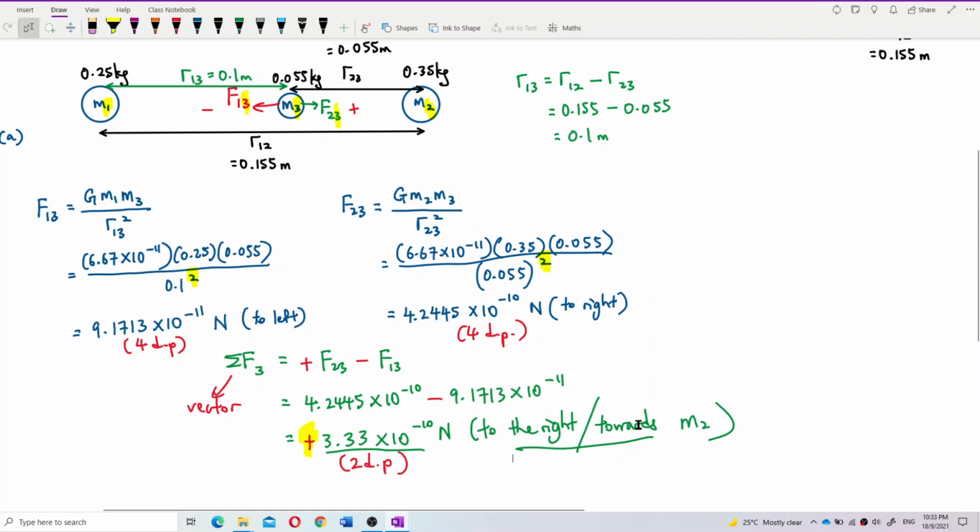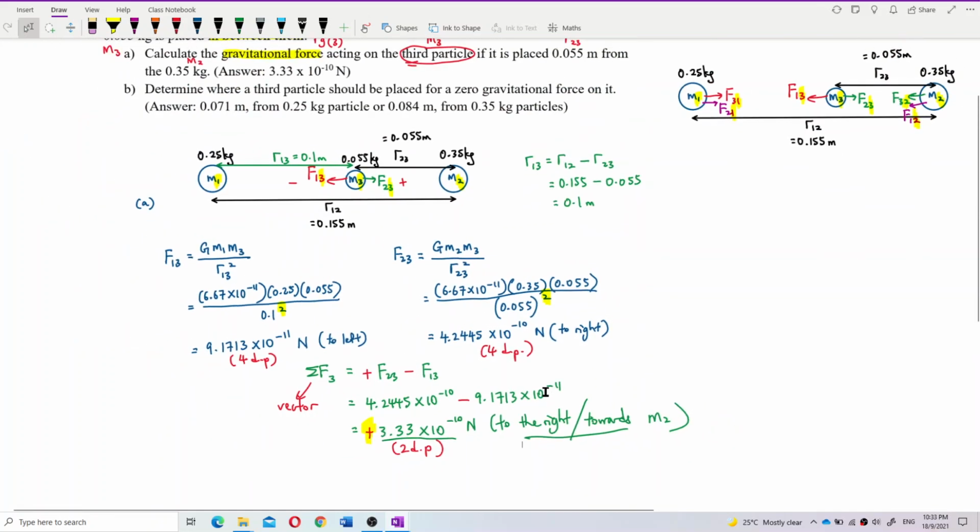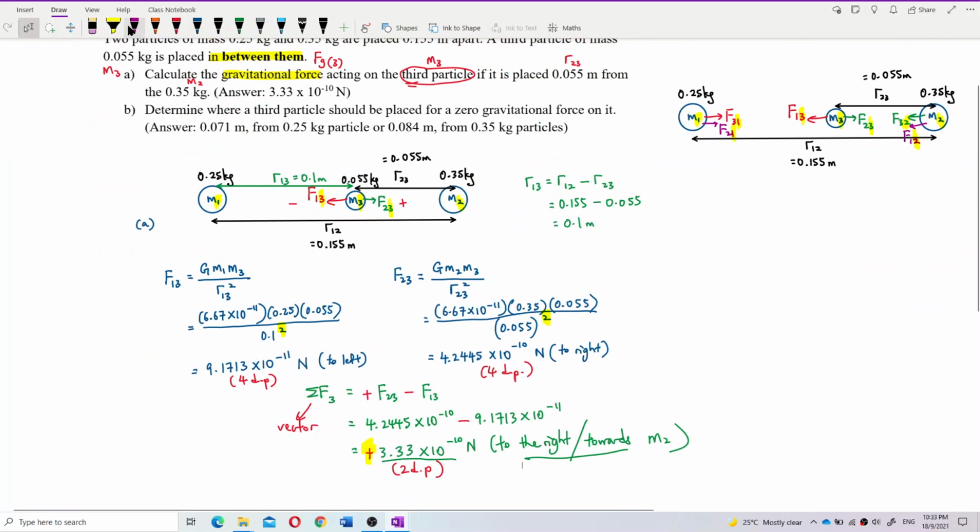Okay, so that is the answer. Okay, is that correct? Yes, that's correct. The answer of resultant force on the third particle is 3.33 exponent negative 10 Newton. That's correct. I actually missed out the direction also. The direction you should write: to the right or towards mass 2.